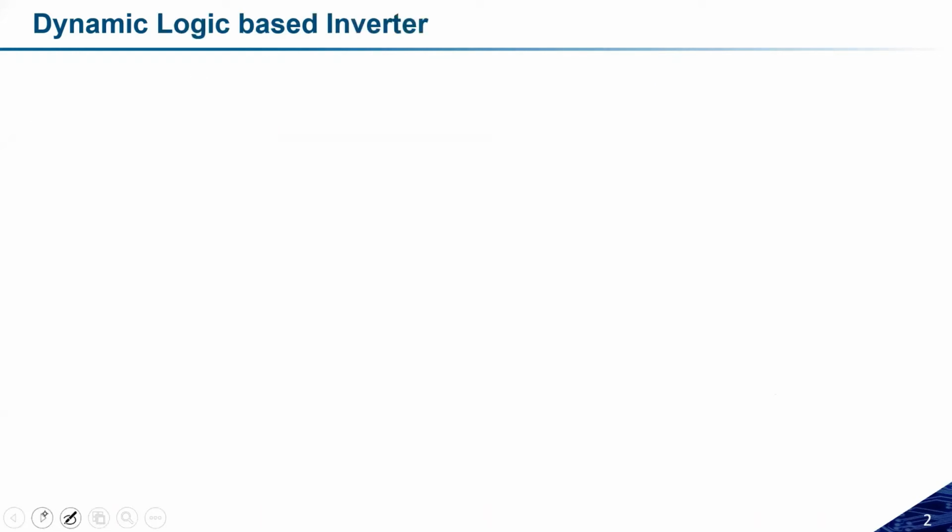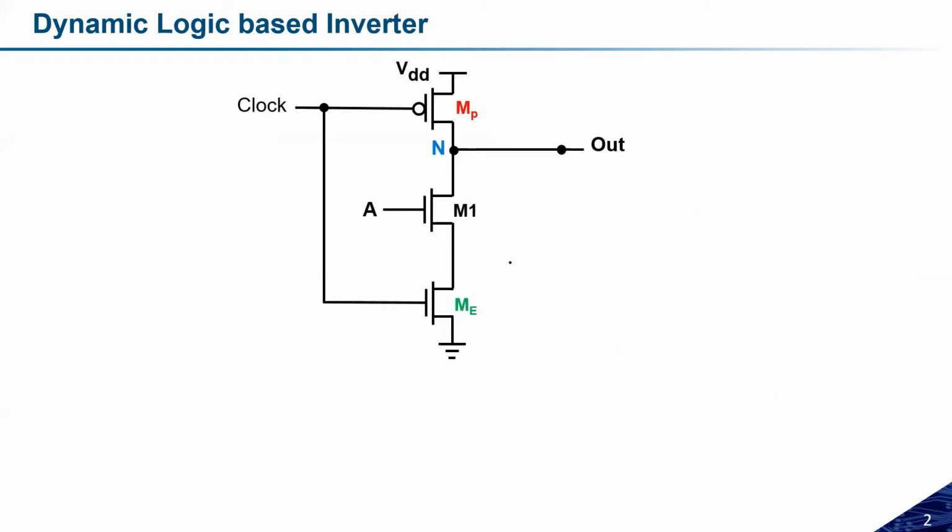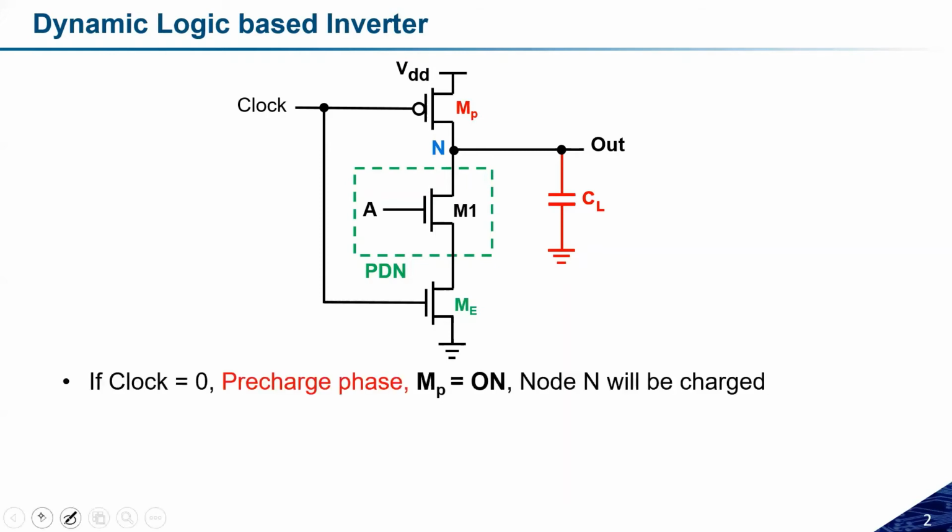Okay, so let us try to design a dynamic logic based inverter circuit. What we need to do is simply replace this pull-down network with a single transistor. Let us assume this single transistor is M1, and we have provided some load capacitances. So this is the pull-down network, and this is how it will look. This is the dynamic logic based inverter. We have simply replaced this pull-down network with a single transistor, and that could work as dynamic logic. Now let us see how this is functioning.